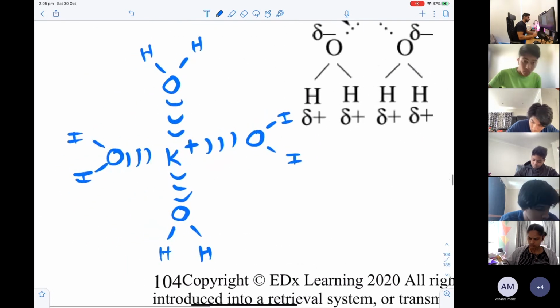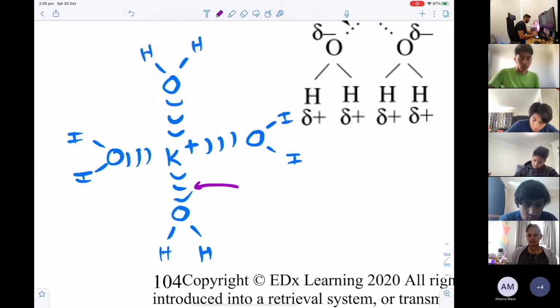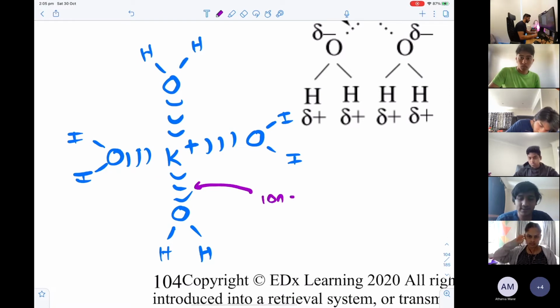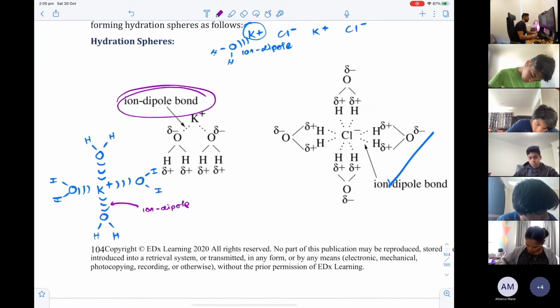Good. And reset, what do we call these bonds again? These bonds right here. Ion dipole. So very good. Ion dipole bonds. So you need to label that. And you can see here, they've labeled it. And the reason being in the sample answer, that is one essential criteria to getting full marks.